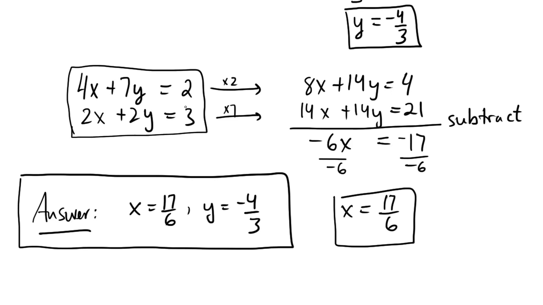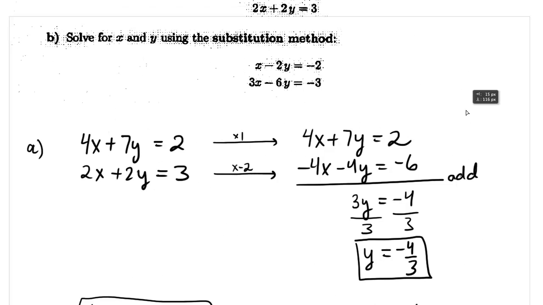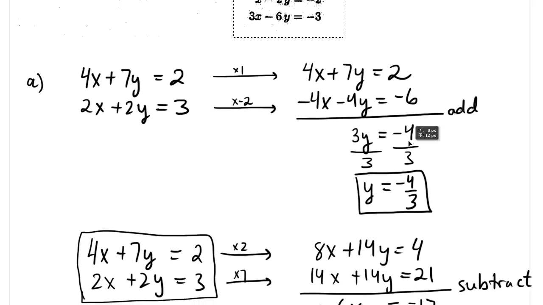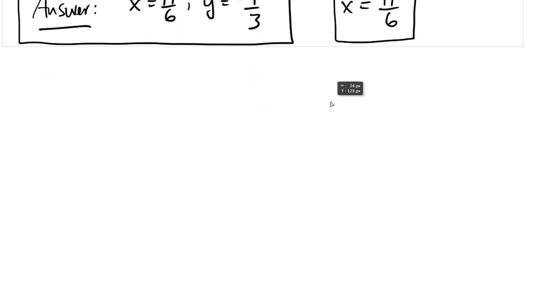And if I tried in the second one as well, 2 times 17 over 6 plus 2 times negative 4 over 3, I get 3. So that gives me confidence that these ugly fractions are actually the right answers. Okay, so that completes the first one. What about the second? So this second one here, we have to use substitution rule, right? Let's move that down here so we have some more room.